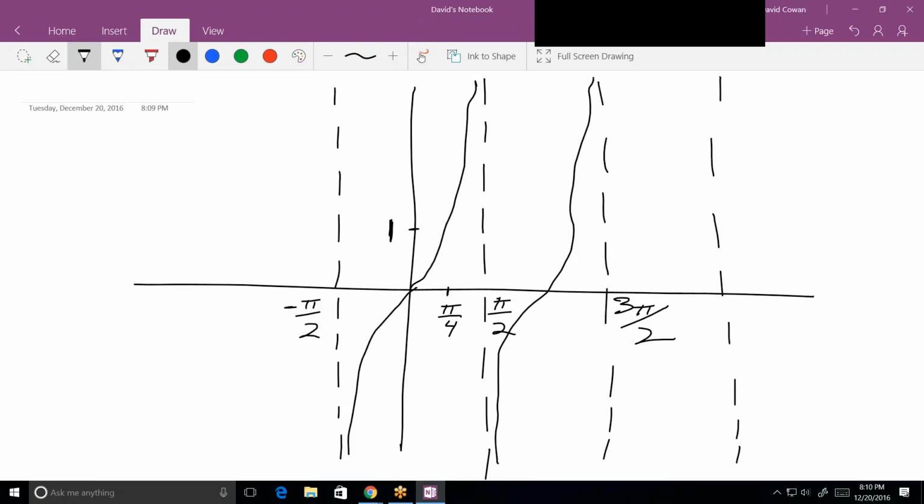The natural period of sine and cosine is 2 pi. The natural period of tangent is pi. In other words, the natural period being the distance from there to there, the red line. In tangent, that's pi. If I were to go back to my sine and cosine curve, then the period from beginning to end would be 2 pi, not pi.